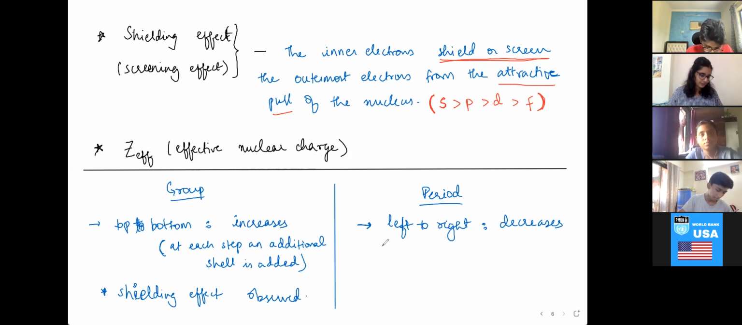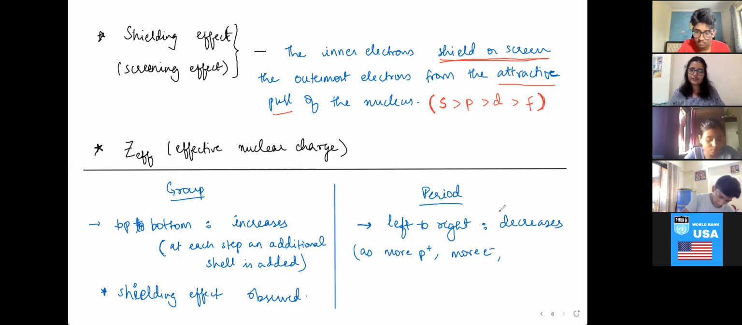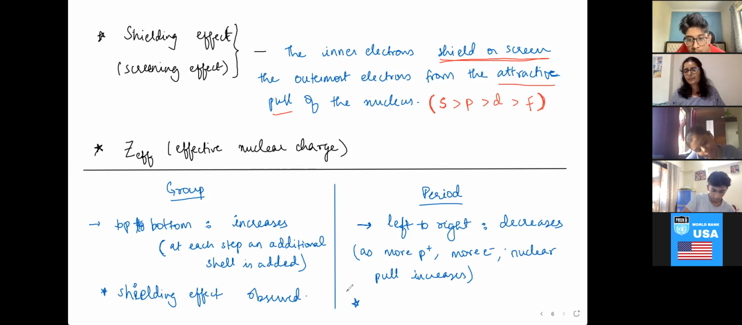So if I had to put it in words, you can say, as there's more protons and more electrons, the nuclear pull increases. And shielding effect is observed, but because all of them are in the same shell, it's the same amount of shielding effect. So it's not significant, it's not important in this case. You can say shielding effect does not affect the difference.